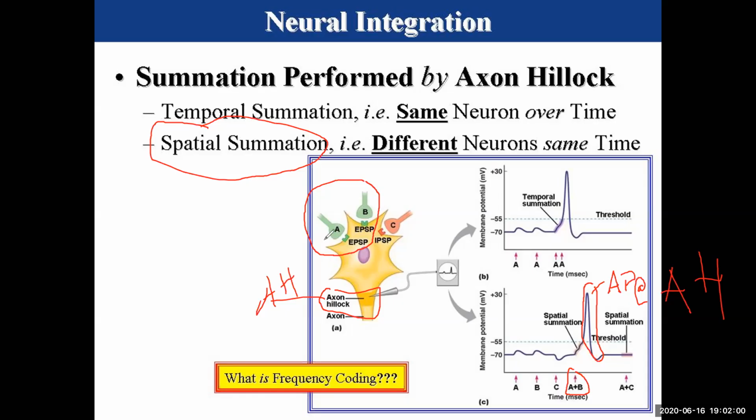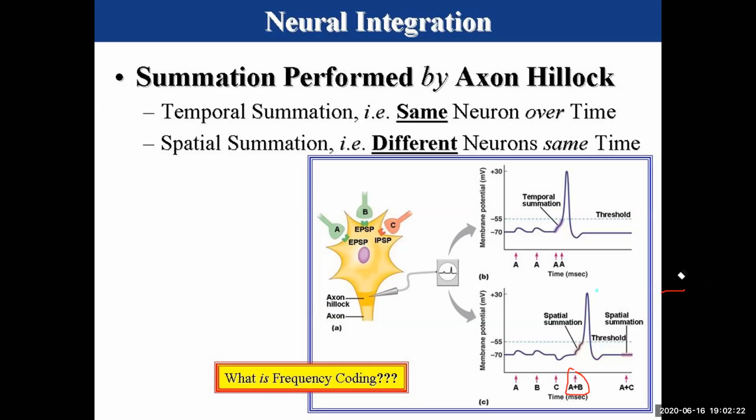Okay, so we call that summation, the ability of an axon hillock to integrate different incoming signals over time and over different locations, coming from different presynaptic neurons. So temporal summation versus spatial summation. So again, one more time, spatial summation means the signal comes from different neurons.